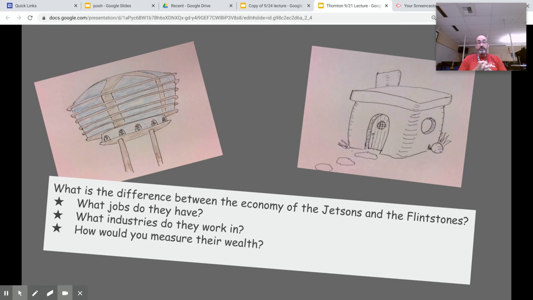Next, what industries do they work in? And it would be tough to see or tough to say, but what do you think they did? What types of jobs do they have? I'll give you 5 seconds. And you can pause this again.